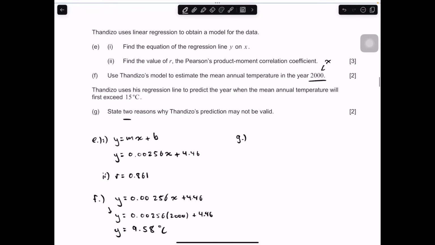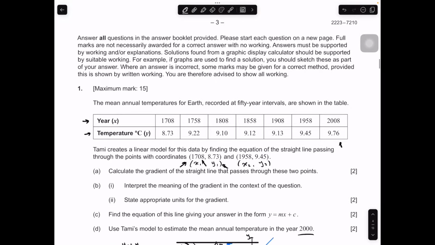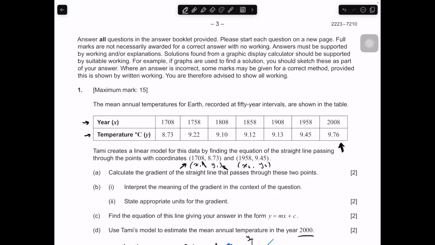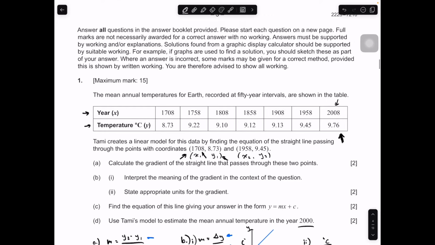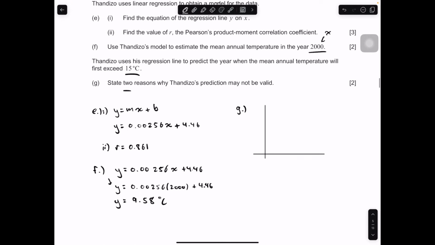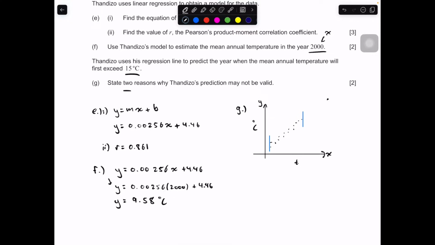First thing is, if he's trying to predict when it's 15 degrees Celsius, we see our model, its endpoint right here once again. It ends off at the year 2008, and it ends at temperature 9.76. And what Thandiso wants to do is he wants to predict when we might expect to reach this mean annual temperature of 15 degrees Celsius. So let's just write this out really quick. This is y, this is x, this was degrees Celsius, and this was time. And really what we have here is we have a set of values right here. And if we're looking at this, what Thandiso is trying to do is he's trying to ask the question, what would the year be? What time would we have this temperature of all the way up here of 15 degrees Celsius?